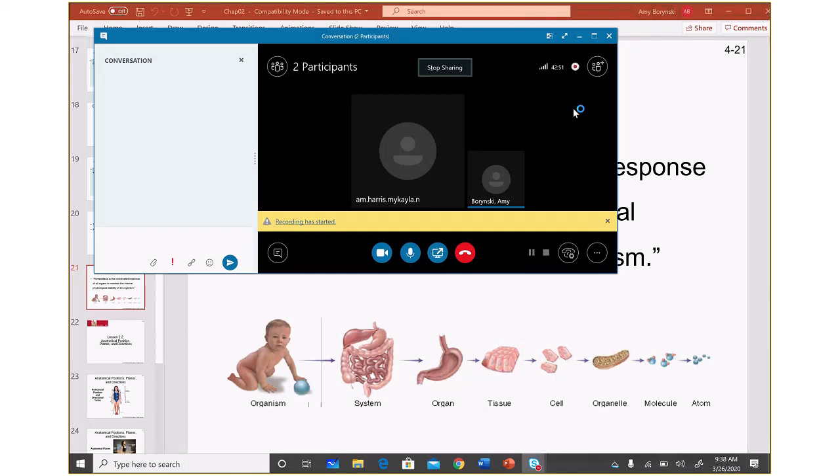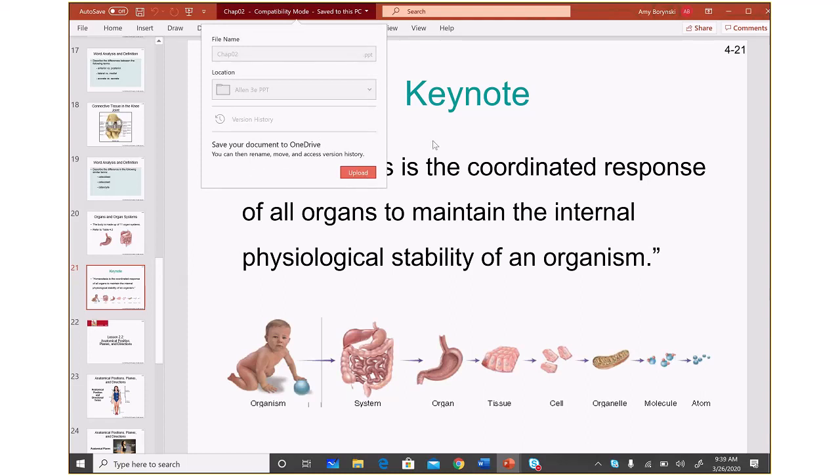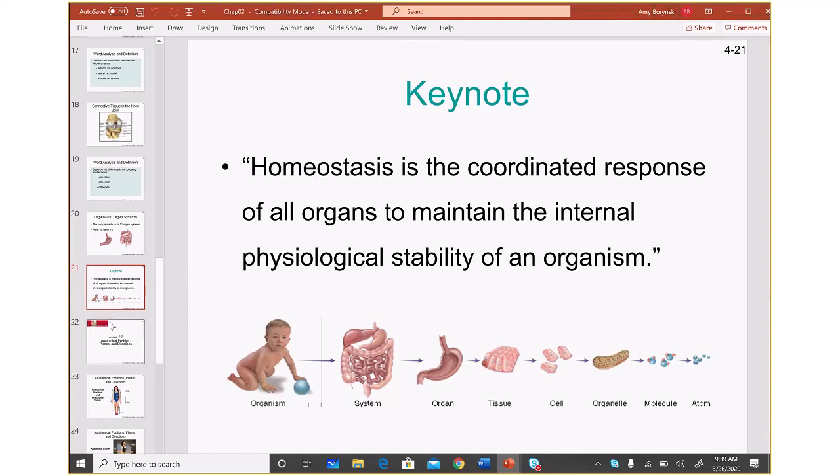I am going to start the recording here. Okay, so, and you can still see my screen? Yes. Okay. All right, so this is chapter 2.